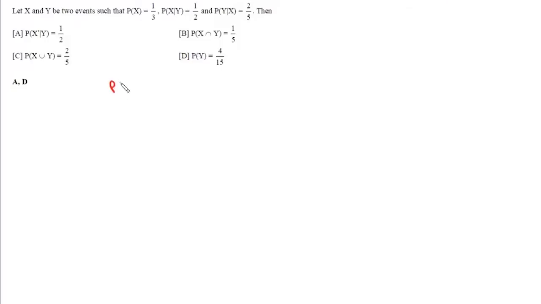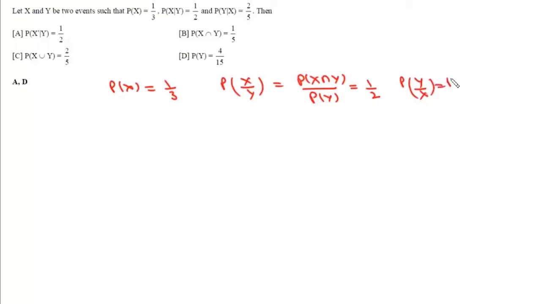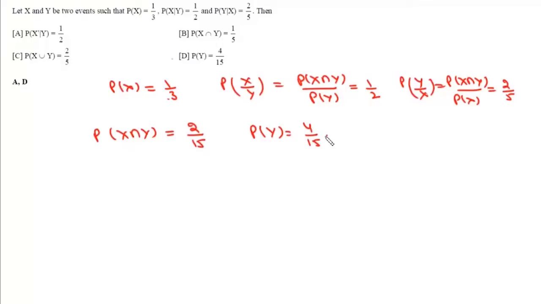Now here the question is, we are given that probability of X is 1 by 3, probability of X upon Y, which is probability of X intersection Y upon probability of Y, is 1 by 2, and probability of Y by X, which is probability of X intersection Y upon probability of X, is 2 by 5. Now since we have probability of X, then from this first and third we can calculate probability of X intersection Y, and this probability will be Px into 2 by 5. So it will be 2 by 15. Now once we have X intersection Y and we put it in this second one, we get Py. So this Py will be 2 times P of X intersection Y, which is 4 by 15.